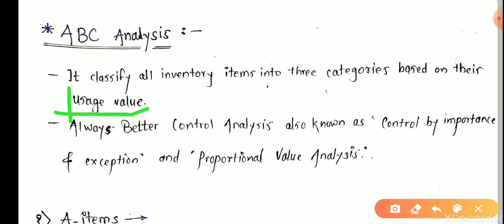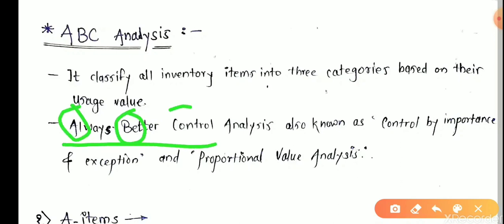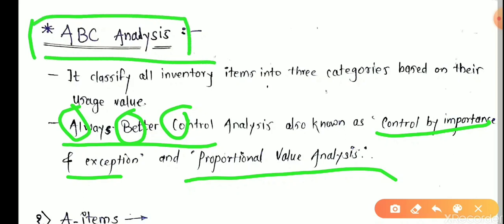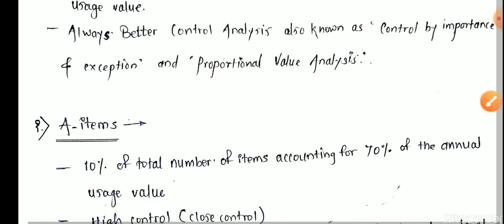Now, it is always better control. What is the meaning of ABC? A is always, B is better, C is control. This analysis is also called always better control analysis. Similarly, control by importance and exception, and proportional value analysis. These are the synonyms or similar names given to ABC analysis.